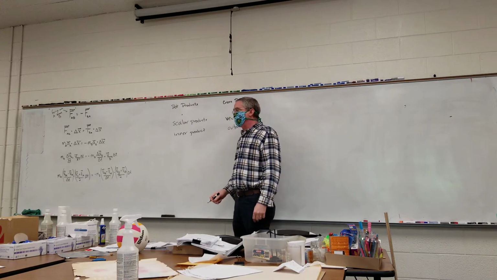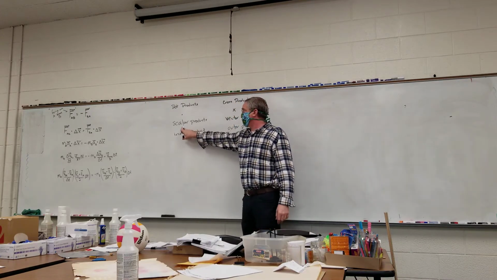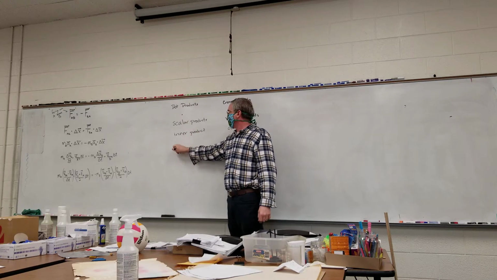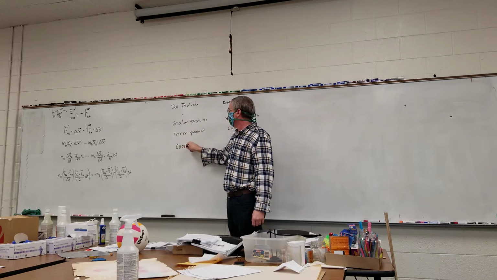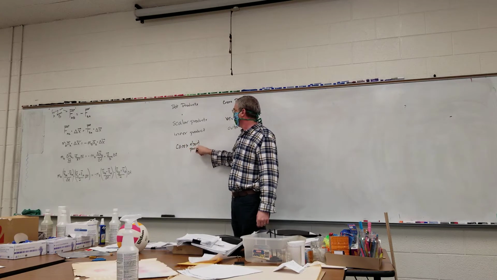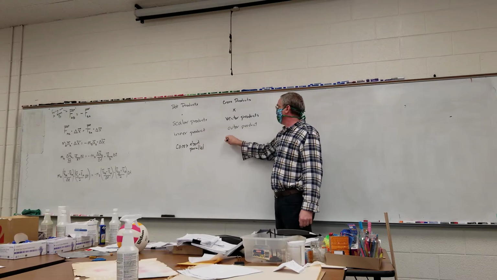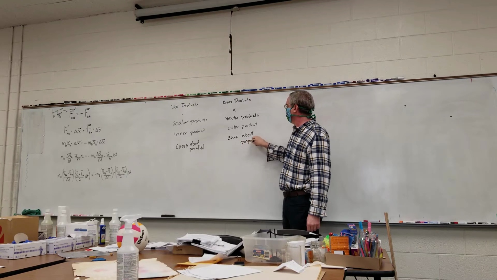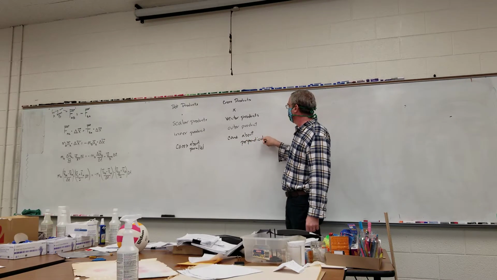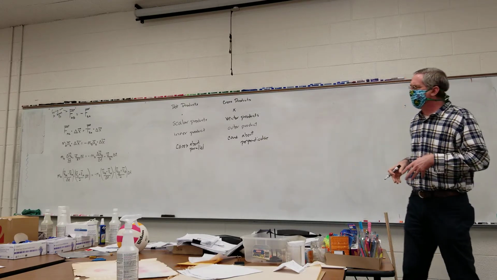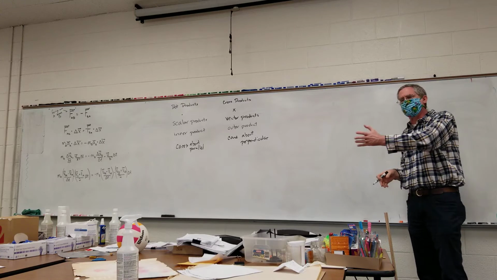Now, the main difference between the two, besides this producing a scalar and this producing a vector, is that dot products care about parallel, and cross products care about perpendicular. And what I mean by that is when I'm doing a dot product, I'm multiplying how much of one vector is in the same direction as another vector.